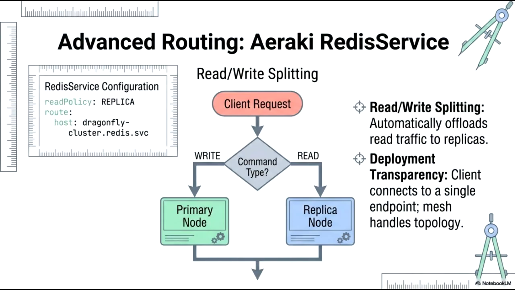When a client request is received, it evaluates whether it is a read or write operation. Write commands are consistently routed to the primary node, while read traffic is automatically offloaded to the available replica nodes. This architecture ensures high deployment transparency, as the client only needs to connect to a single endpoint, while the service mesh handles the complexities of the underlying cluster topology.